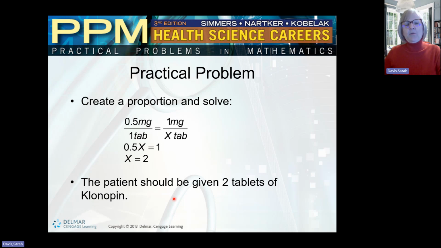Now, I know most of you probably looked at that and went, well, I already knew that. I could just look at the label and say, well, they're getting 0.5 milligrams in the tablet, and I need 1 milligram, so I'm just going to give them 2. But keep in mind, it's really important to understand how these proportions work so that when you get more difficult or more complicated problems, you can be able to calculate from there.